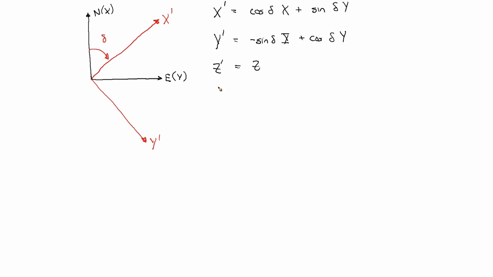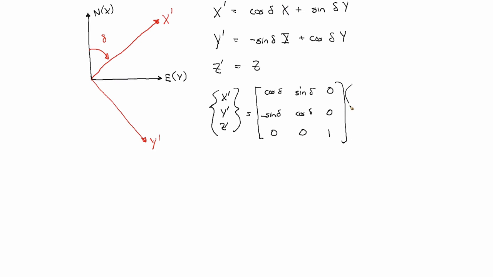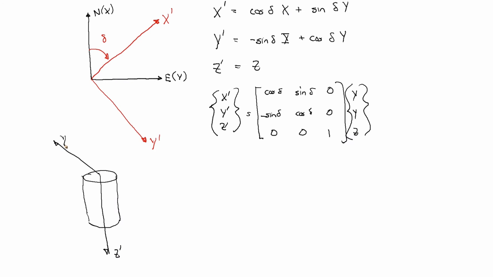So then we can write that in matrix form. So that's one rotation matrix, and now we have our wellbore. It's a cylinder about the Z prime axis. So then you have Y prime, X prime.